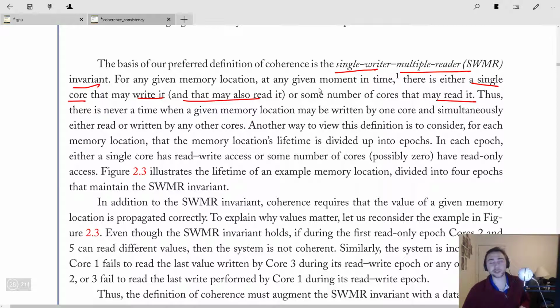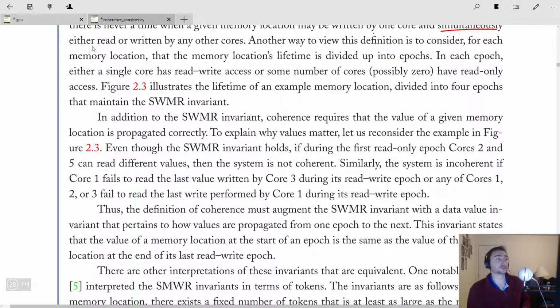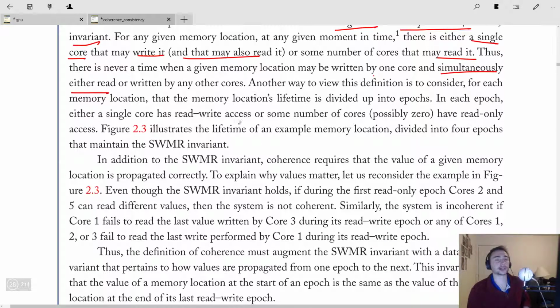So you could have a situation where there's just not a cache block in anybody's cache. In that case, nobody's reading it, nobody's writing it. But it's saying that specifically, we can only have one writer at a time, or some number of cores, doesn't have to be any cores, can read it, but multiple can read it. So again, there's never any time where a given memory location may be written by more than one core simultaneously. And as well, if somebody's writing, somebody else can't read. So we'll see how we can address this.